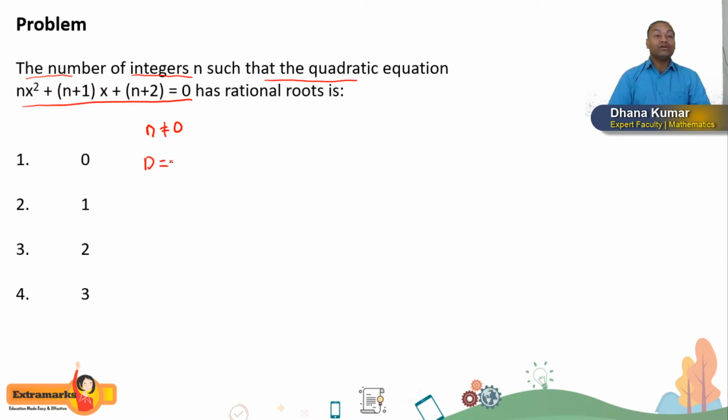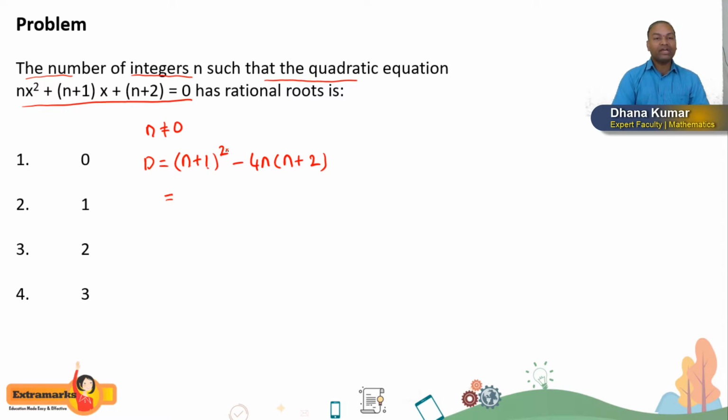Discriminant formula is what? B square. B means what? X coefficient whole square. Right? So x coefficient n plus 1, so n plus 1 whole square, minus 4 into x square coefficient n into constant term n plus 2. Okay? Right. So that is equal to simplification.